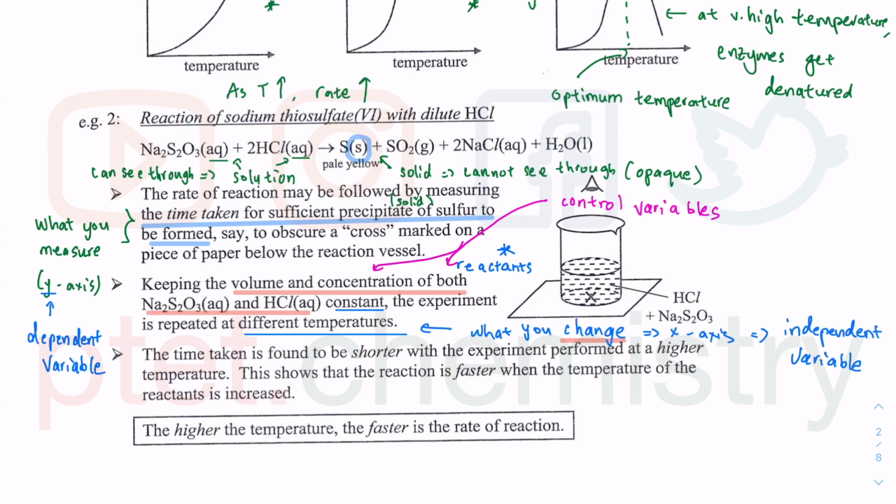Well, what they found is the time taken is shorter when you perform it at a higher temperature. So the higher the temperature, the faster the rate of reaction. That means you see the precipitate faster, you see the solid form faster. That means the mixture becomes opaque much faster, the cross disappears much faster. Therefore, the time taken is much shorter.